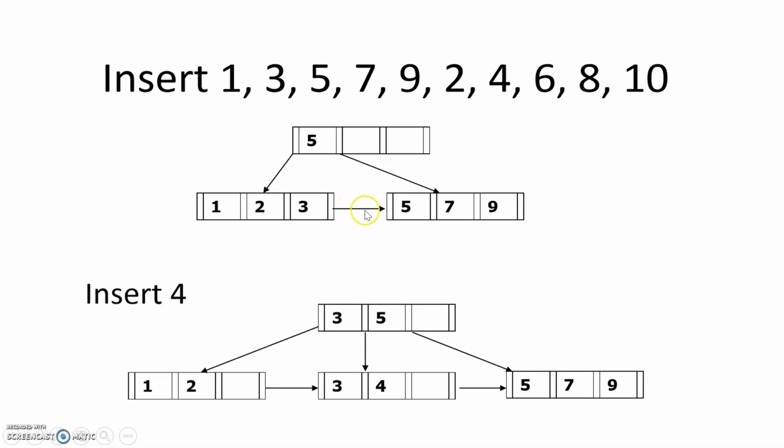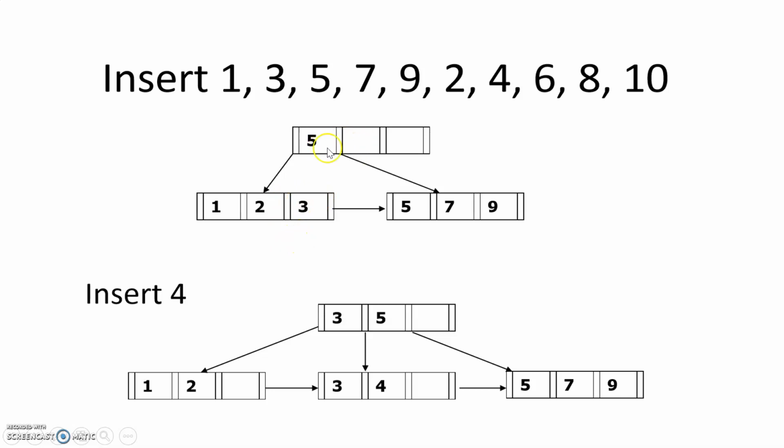So 4 will come here. Please see this carefully. The 4 will come here. This node is overflow now. So I'm going to split from the middle. Since these two elements are the middle elements, I'm going to take the rightmost one as the middle element.